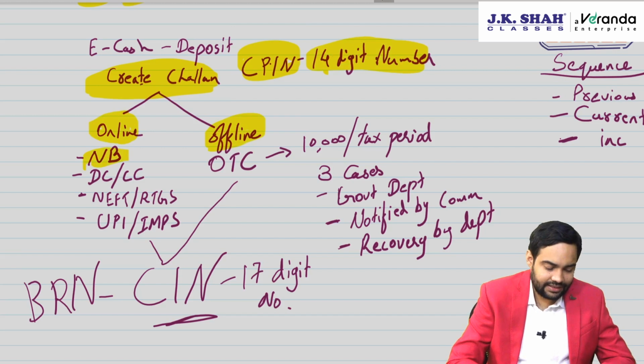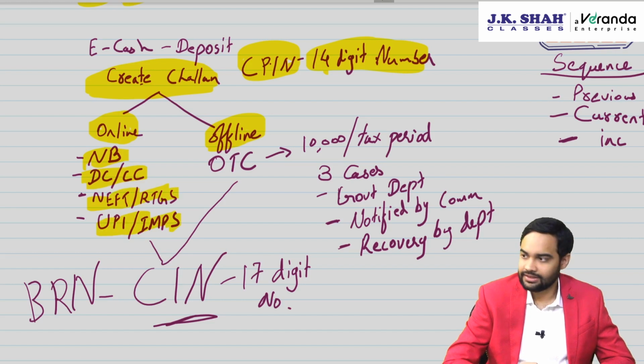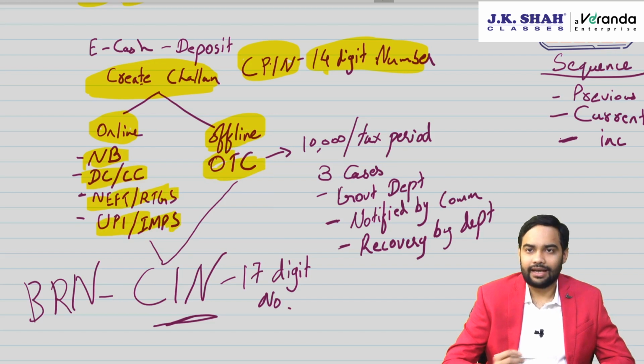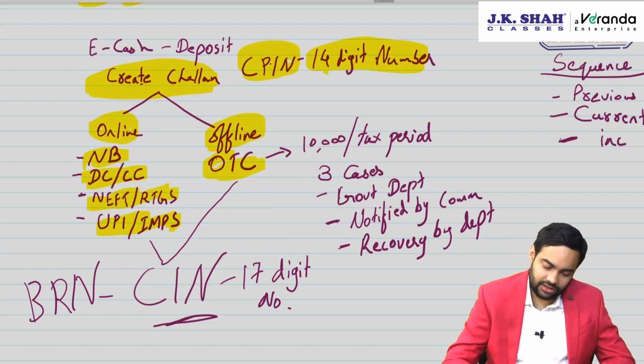Online method is net banking, debit card, credit card, NEFT, RTGS or UPI IMPS. Offline method is over the counter. Over the counter, you can go over the counter of a bank and pay it. Now over the counter there is a limit of up to 10,000 per tax period per challan.